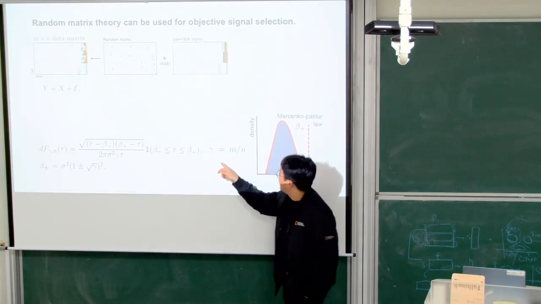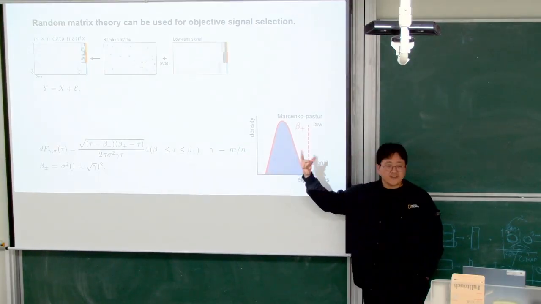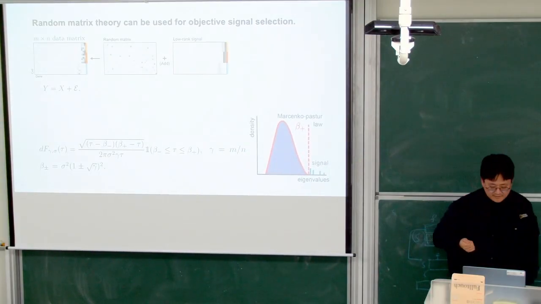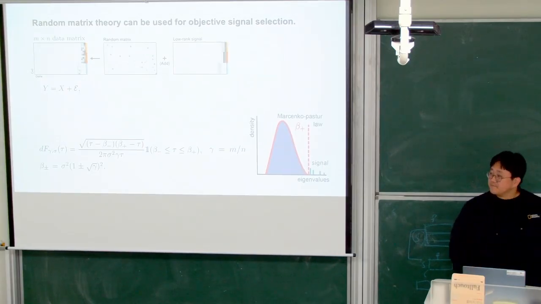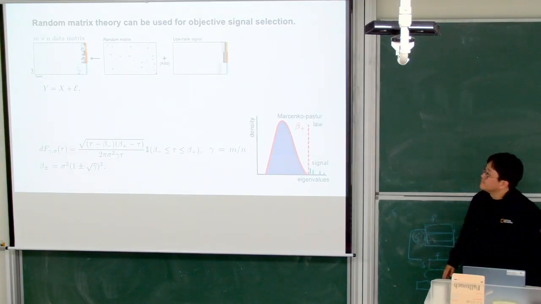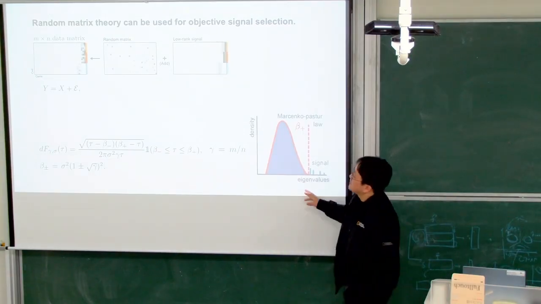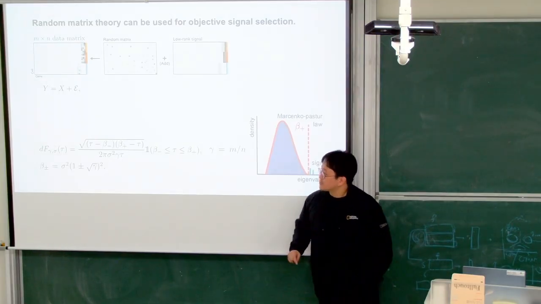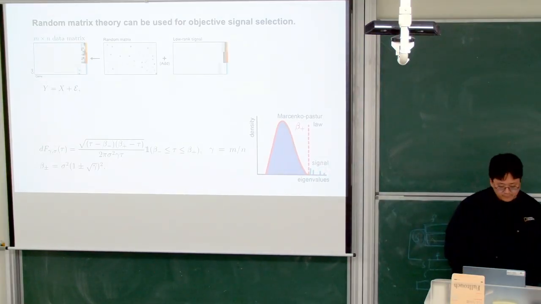So what is gamma? Gamma is the ratio of the matrix size. Are you using the eigenvalue of Y? Yeah, eigenvalue. Y transpose Y? Y transpose Y.